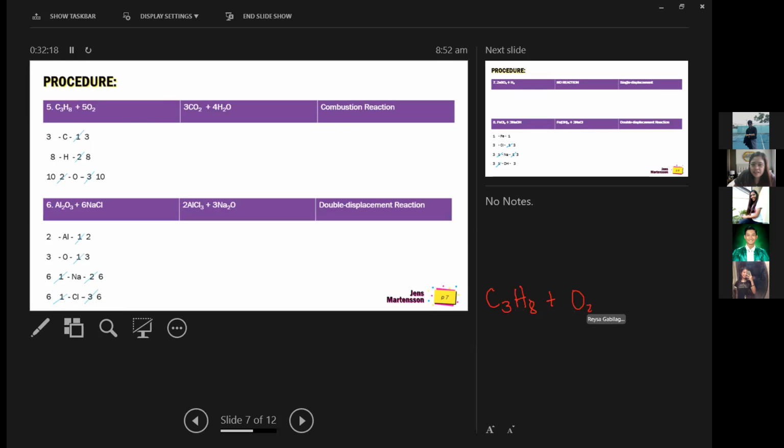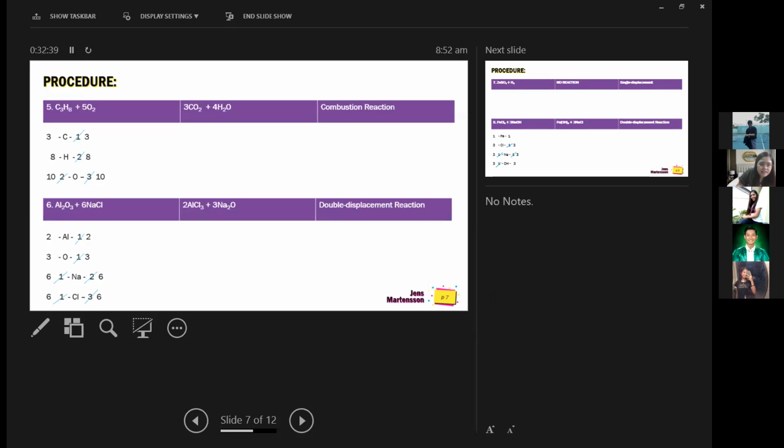Now, kapag ka ganito, automatic combustion reaction yan and wala ka ng ibang products, ano na talaga yan siya, carbon dioxide plus water. Ay, hindi siya makasya. Kadyot, let me delete this one.